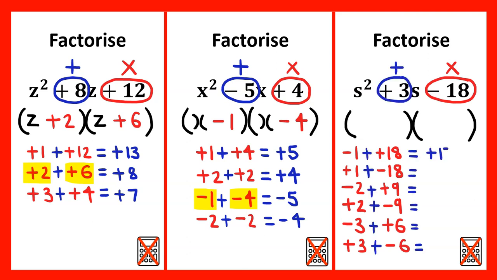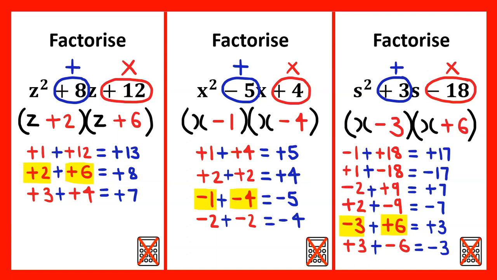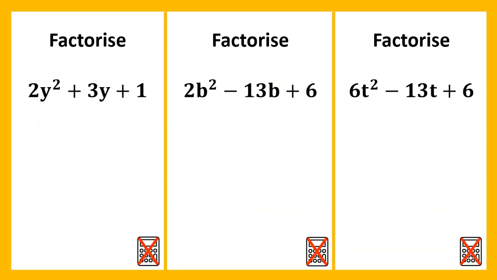Adding these, the first would be positive 17, then negative 17, positive 7, negative 7, positive 3, and then negative 3. And the ones I was looking for were the ones that gave me positive 3. So the final answer would be x minus 3, bracket x plus 6. On to the intermediate questions.